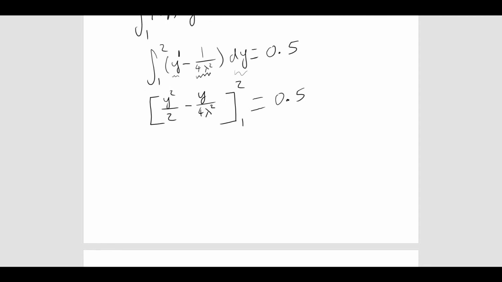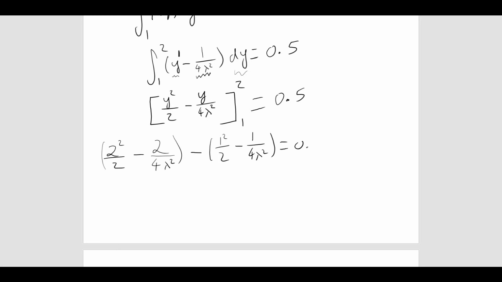So I'm going to put my limits in. My upper limit for the integral is 2, so I have 2 squared over 2, I'm just subbing in 2 for y. This is how we do definite integrals. Take away 2 over 4 lambda squared. So that's what happens when I put 2 in. Then we take away what happens when we put the lower limit, 1, in: 1 squared over 2, take away 1 over 4 lambda squared.